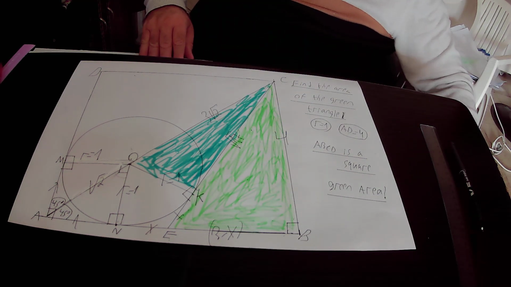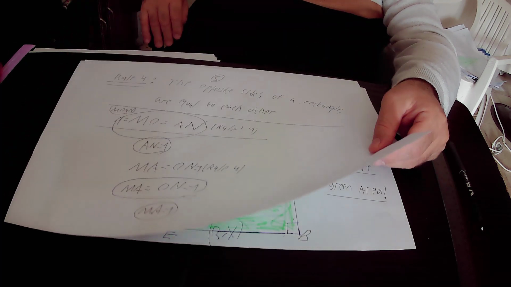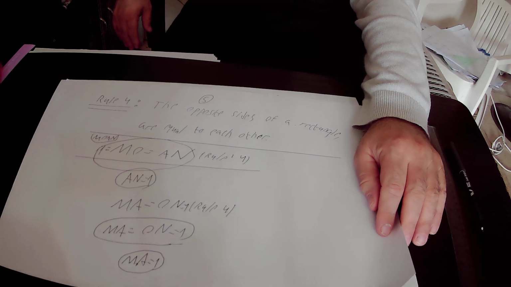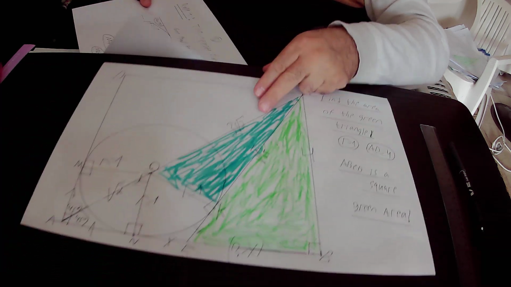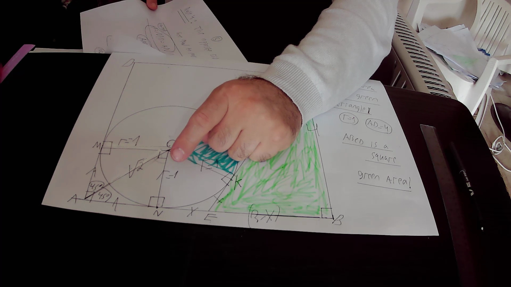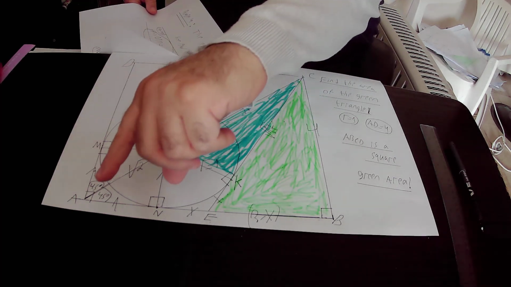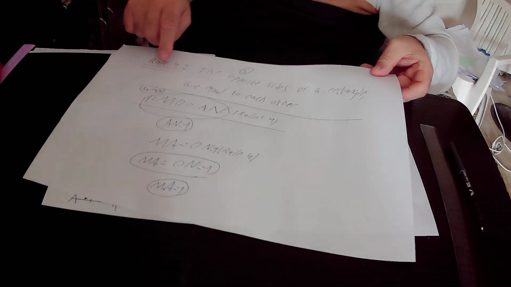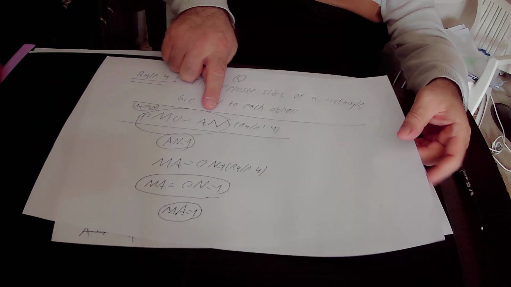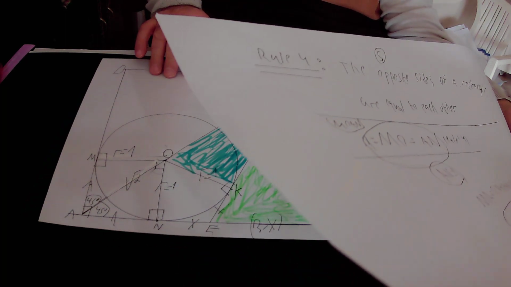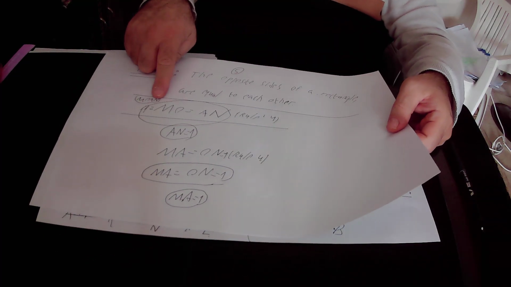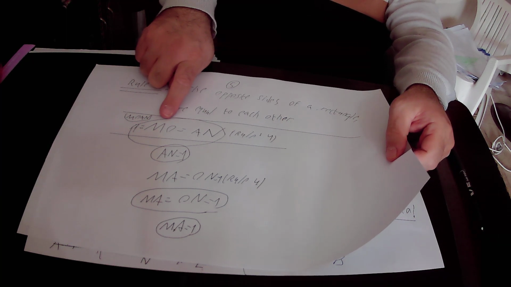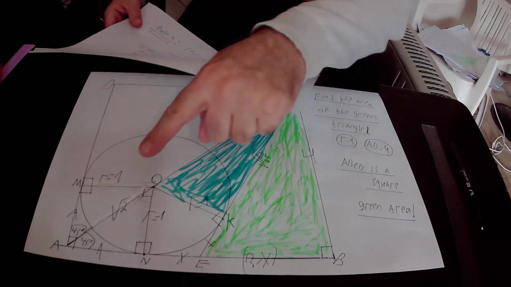Then we have also rule number 4. Rule number 4 states that the opposite sides of a rectangle are equal to each other. So MOAN is a rectangle, therefore its opposite sides are equal to each other. That is to say, MO equals AN according to rule number 4. Okay? What is given in the question is that MO equals 1 unit. So from this equality, we conclude that AN also equals 1 unit.